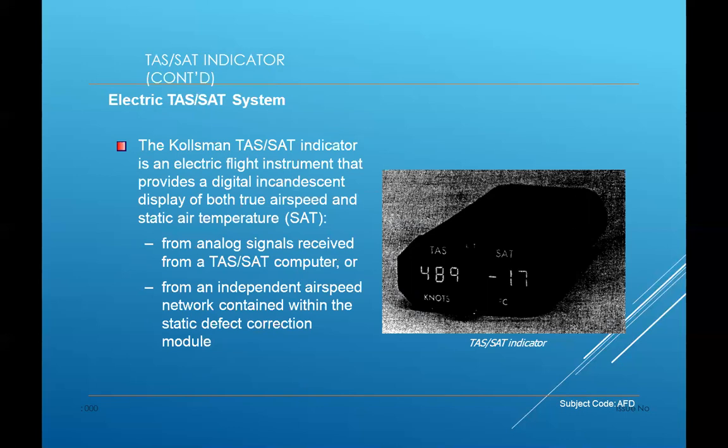An electric TAS SAT system is shown here, which is an electric flight instrument that provides a digital incandescent display of both true airspeed and static air temperature from an analog signal received from a TAS computer or from an independent airspeed network contained within the static defect correction module.